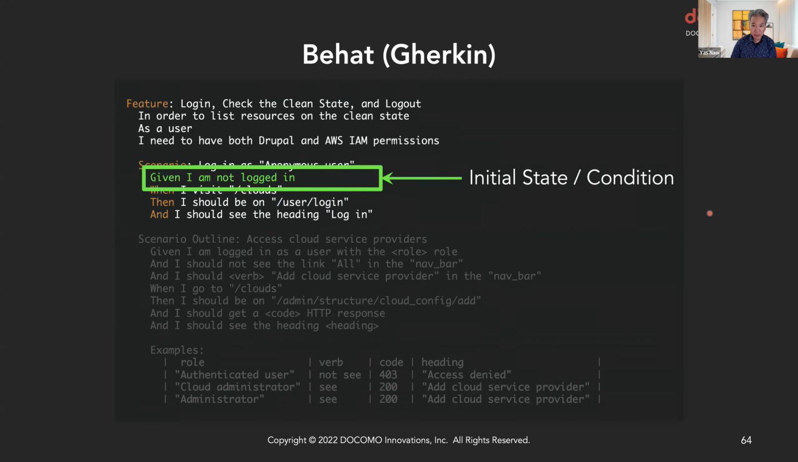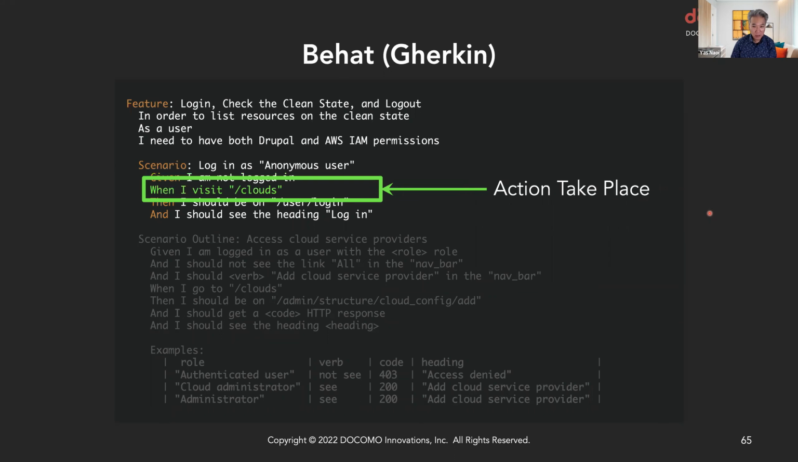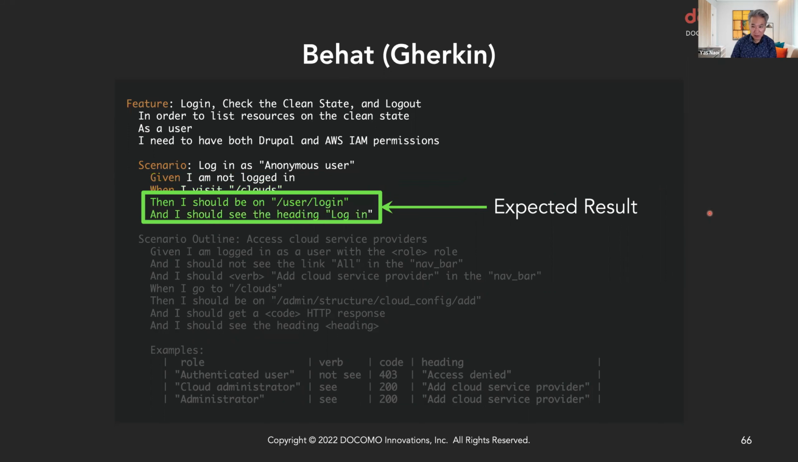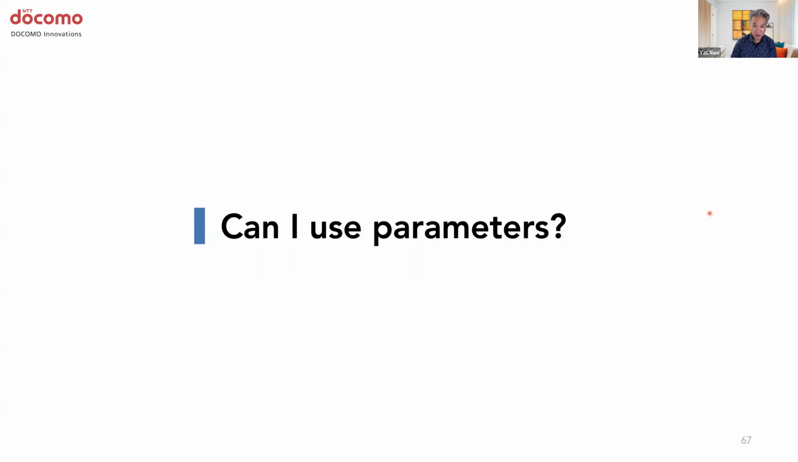So the keyword Given represents the initial state and condition. Starting with the keyword When makes Behat take the actual action in the virtual browser. The keyword Then checks the expected results. So we understand how to write the test scenario in Gherkin syntax. It's so easy. Then soon I had a question.